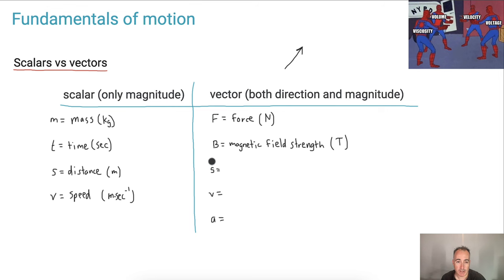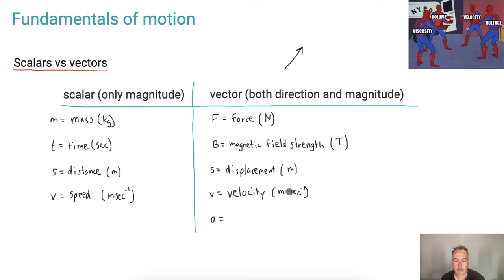But let's keep going. So we've got S. This time the vector version of S is going to be velocity. That's not velocity, is it? S is going to be displacement. There we go. Okay, so let's write that down. So displacement, and you might think, well, what's the difference? I'm going to explain that in a second. But we have same units. V, this time the vector version is not called speed, it's called velocity. So that's actually the one from the meme up there with the Spider-Man, for example. It's going to be velocity, and it's going to be in meters per second.